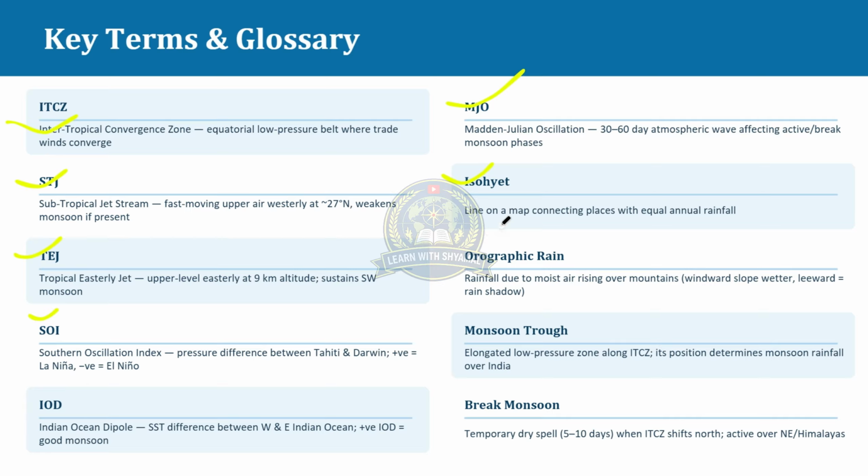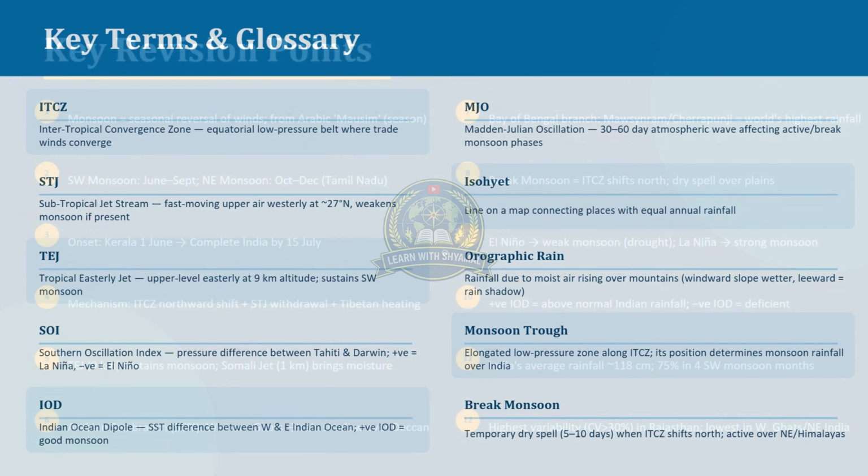Isohyet: line on a map connecting places with equal annual rainfall. Orographic rainfall: due to moist air rising over mountains. Windward slope wetter, leeward rain shadow. Monsoon trough: elongated low pressure zone along ITCZ. Its position determines monsoon rainfall over India. Break monsoon: temporary dry spell of 5 to 10 days when ITCZ shifts north, active over northeast Himalayas.